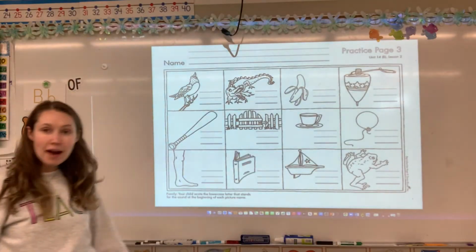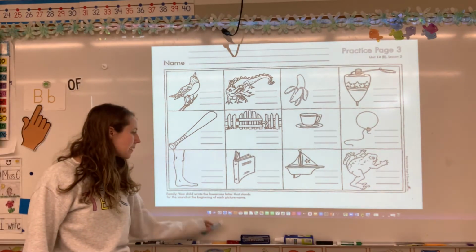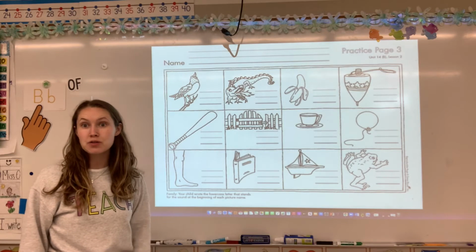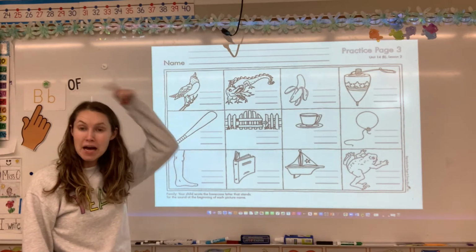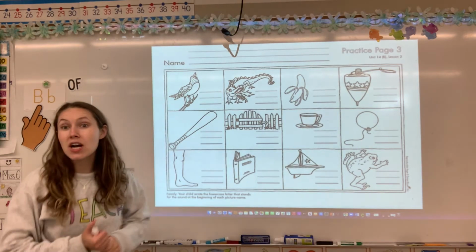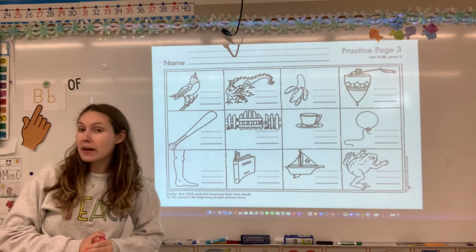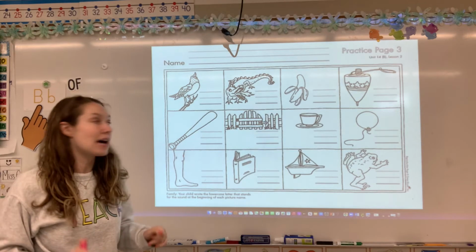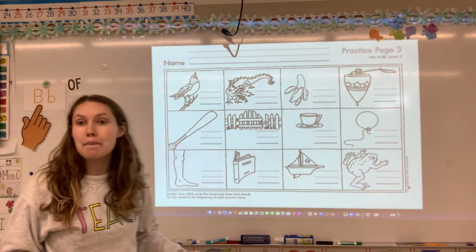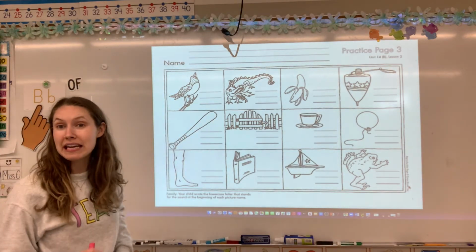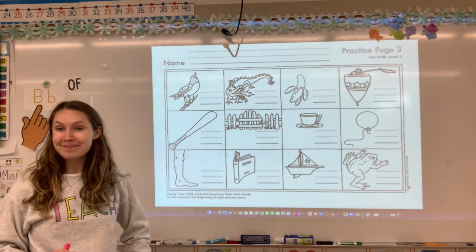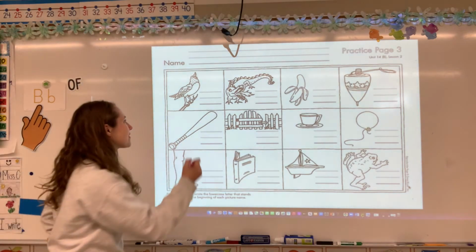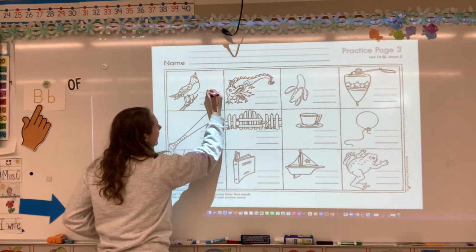Okay, so we're on practice page 3 in our new practice pages book, and we're going to be reviewing some of our beginning sounds. We're going to be listening for that letter B sound, and if we hear a letter B at the beginning, we're going to write a lowercase b. If we don't, we'll have to figure out the other beginning sound. So our first picture is a bird. What do we hear at the beginning of bird? Bird. That's right, it's a B. So let's write a lowercase b on the line.